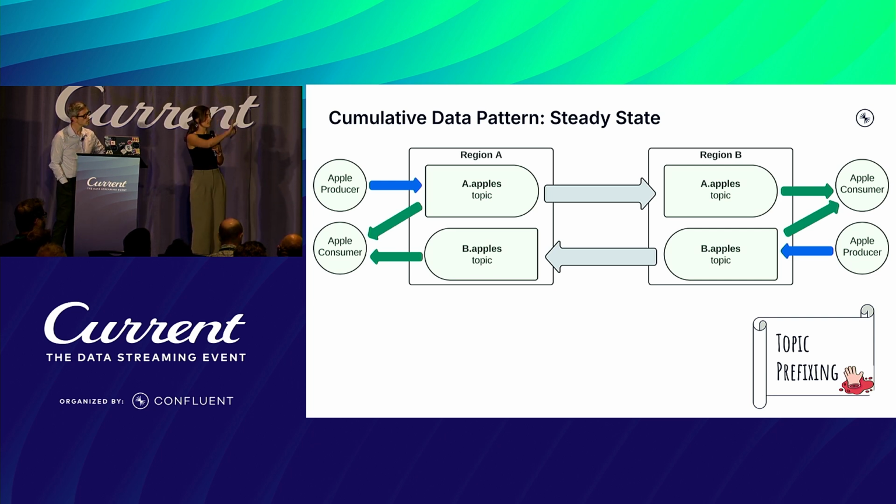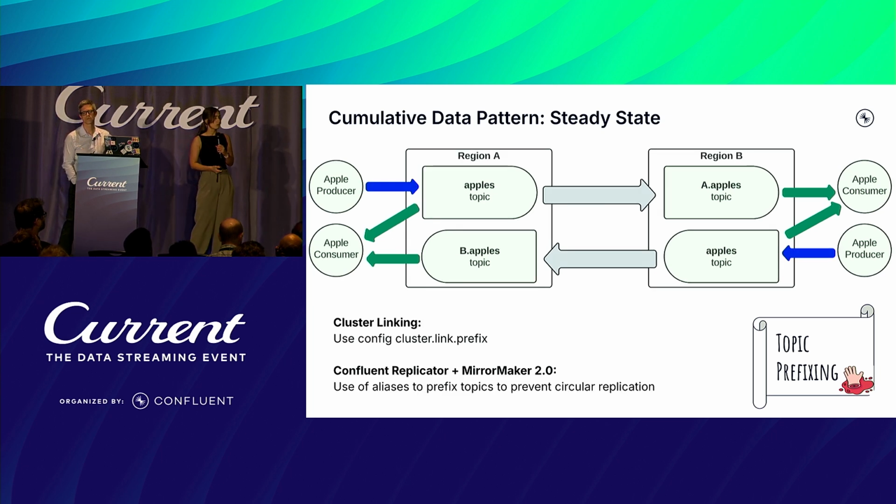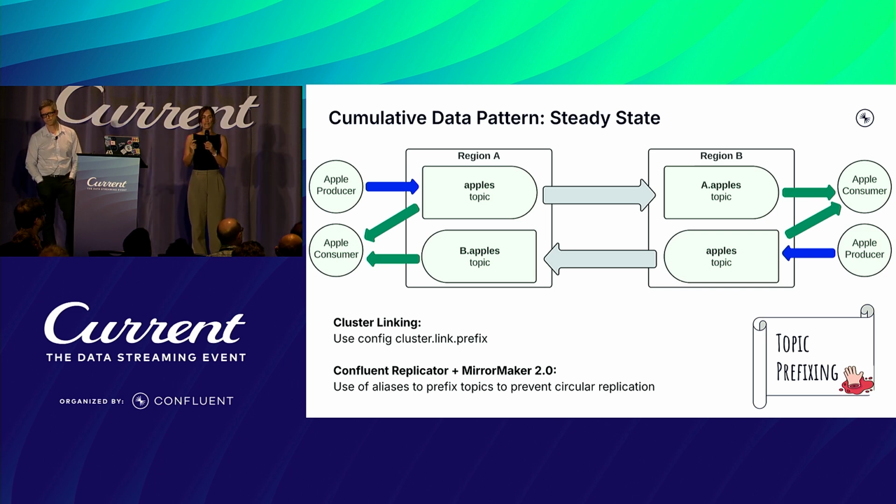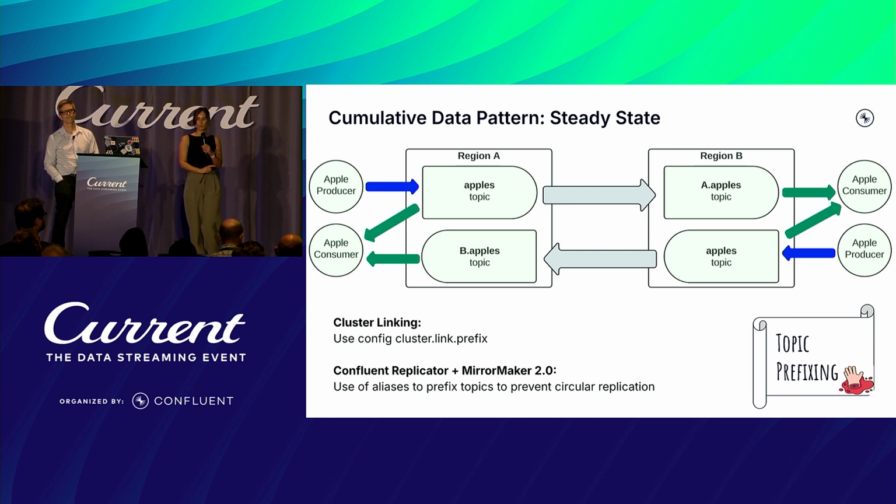Which is really great. It's nice to have very clear which region is coming from where. The other option you have is you can actually add the prefix using the replication tool. So I just updated it. You can see we now have an Apple's topic in both regions, and the replication tool has appended the prefix.